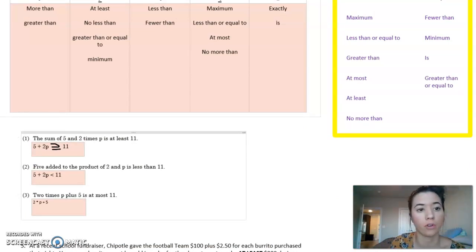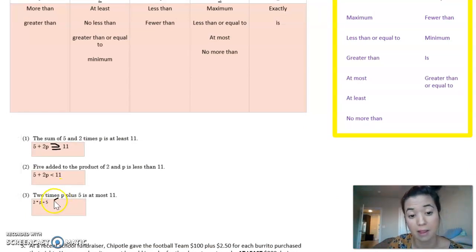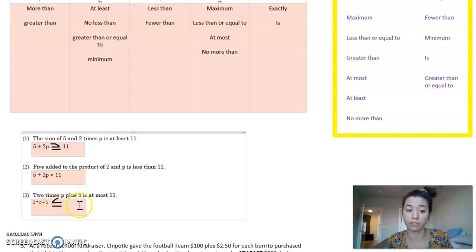Again, I'm going to try drawing it here. Whew, that was a good one. And then we have 11. Okay, so 2 times p plus 5 is at most 11. So that means it can be 11, but that is like the highest it can go. Otherwise, it needs to be smaller, which is why it has the smaller part of our inequality sign.